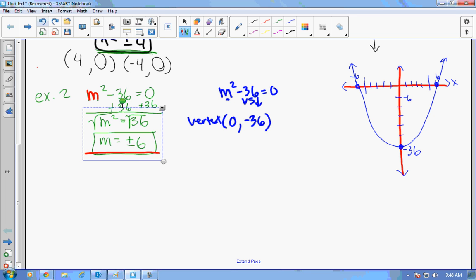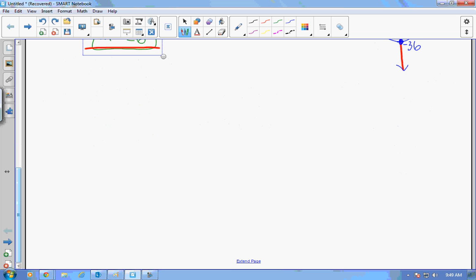Any questions? You ready for a challenge? Okay. Challenge accepted. Negative 3x squared plus 15 equals 0. Please find the x-intercepts. Last time I said please find the roots. Is that any different than finding the x-intercepts? Nope, it's the same process.